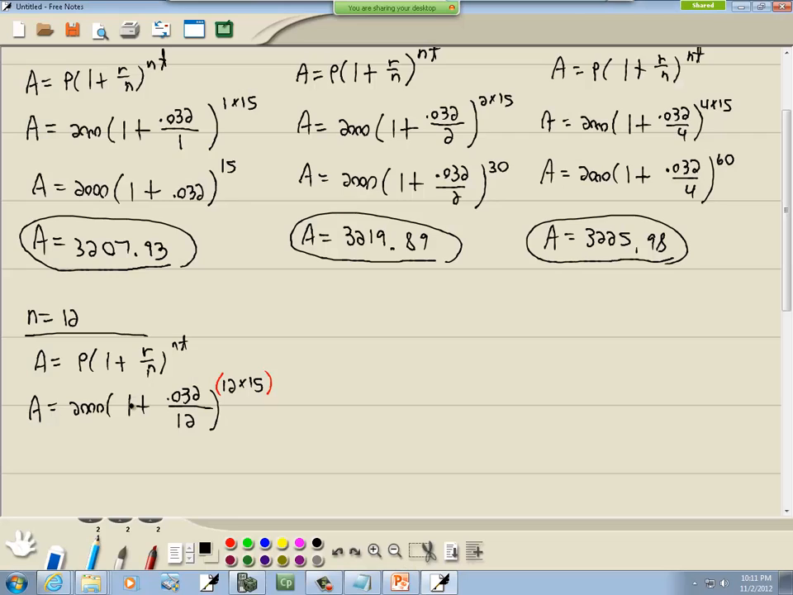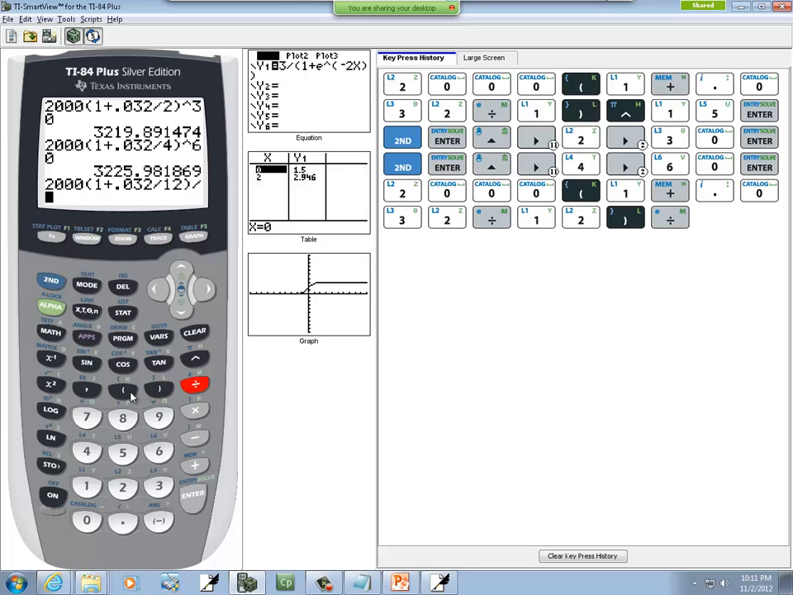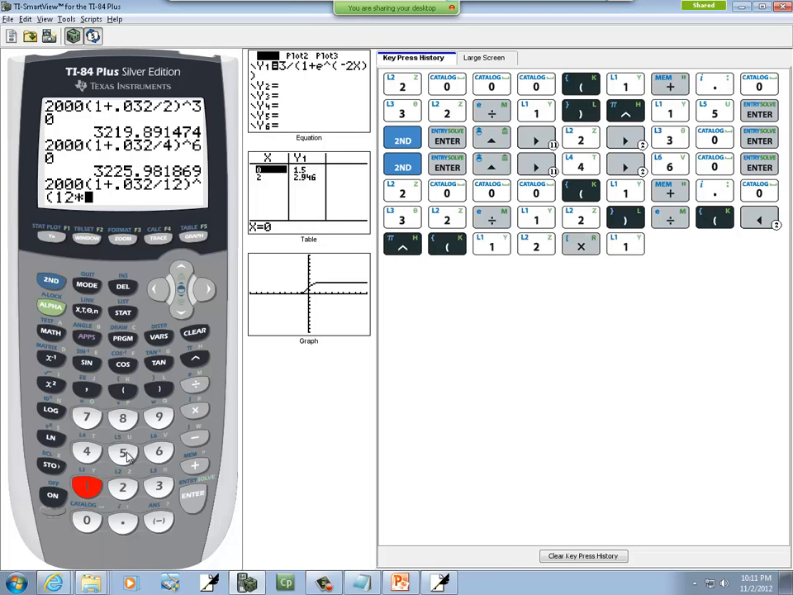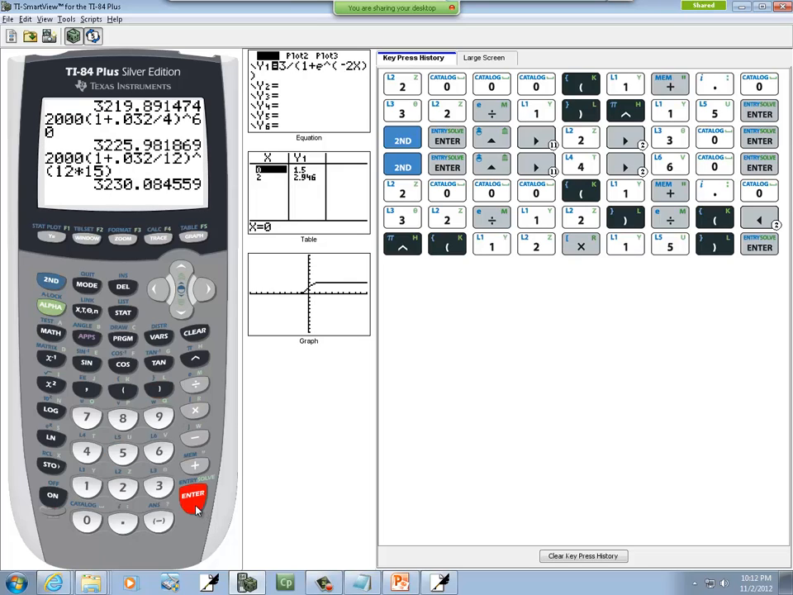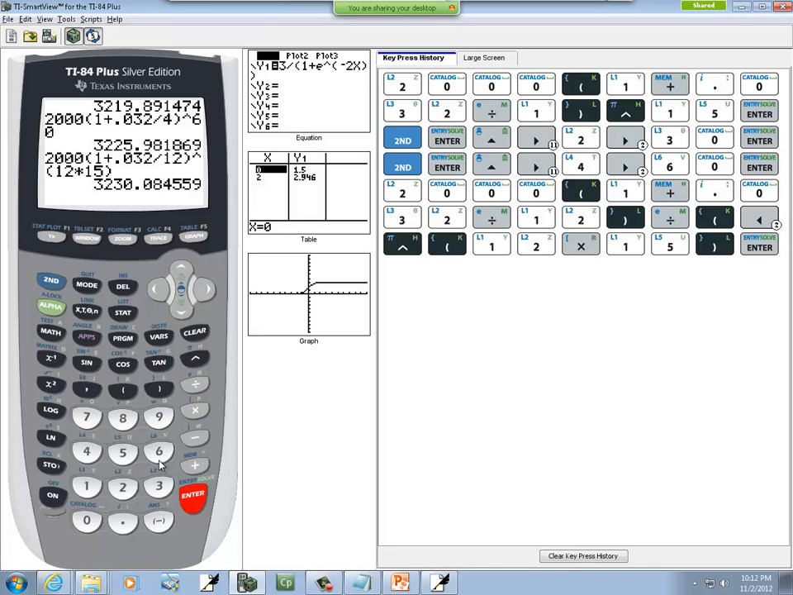2,000 beginning parentheses 1 plus 0.032 divided by 12 closing parentheses, let's try that again. That should be a caret. We're raising to the power. And then beginning parentheses and 12 times 15. And then you can put a closing parenthesis if you want on that. And then enter. And we got 3230.08.